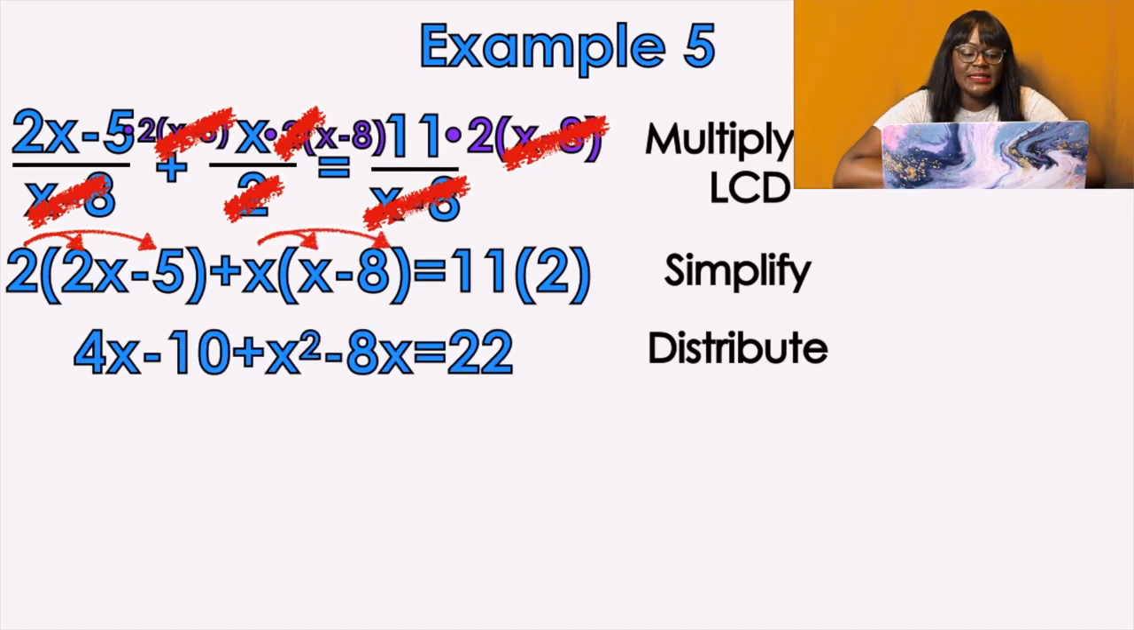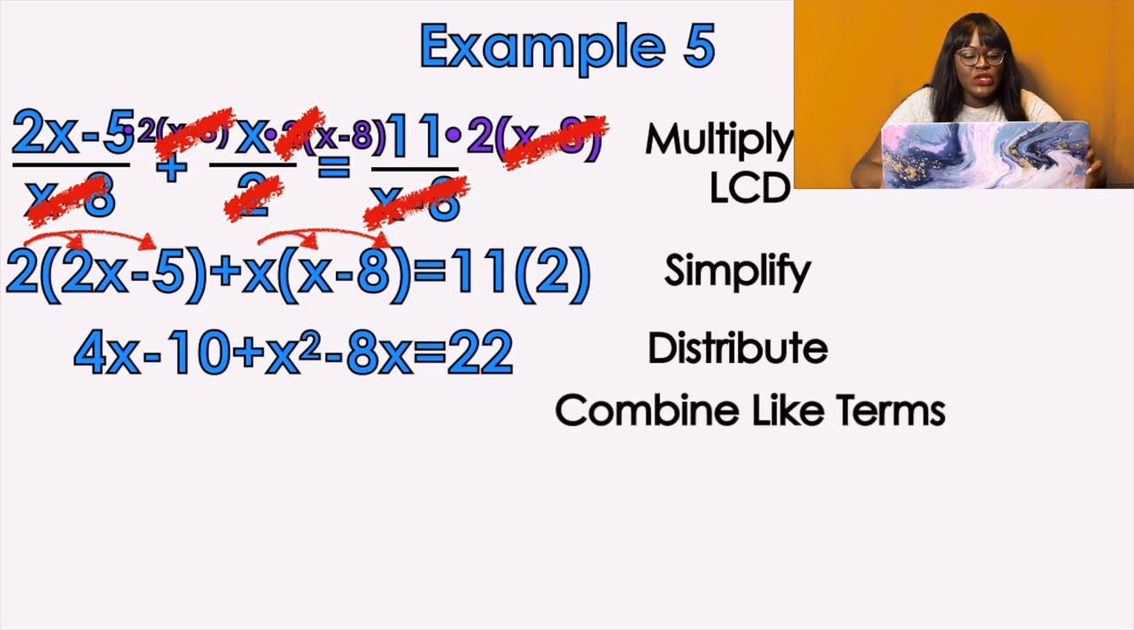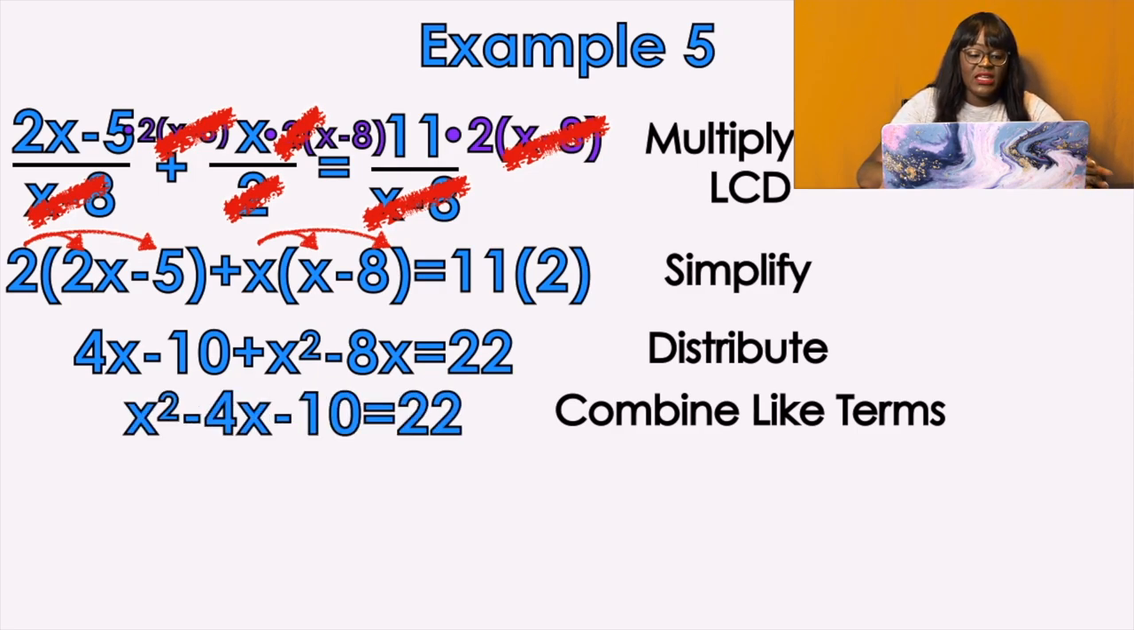4x minus 10 plus x squared minus 8x equals 22. You saw my little wink wink when I said the x squared, because you already know what it is, right? Okay? I'm going to combine like terms, though, before we get crazy. So the 4x and the 8x are like terms. So 4 minus 8 is negative 4x. Okay? I put everything in descending order. So that means x squared goes first. Then the negative 4x. Again, it was a negative 4 because the positive 4 and the 8 came together and made a negative 4. And then negative 10 equals positive 22.